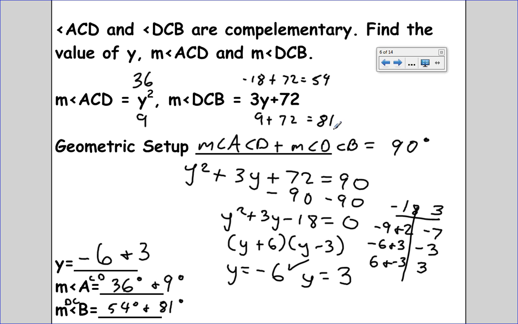Well, hopefully you got that answer right. If you got it, you're on the right track when it comes to supplementary and complementary.